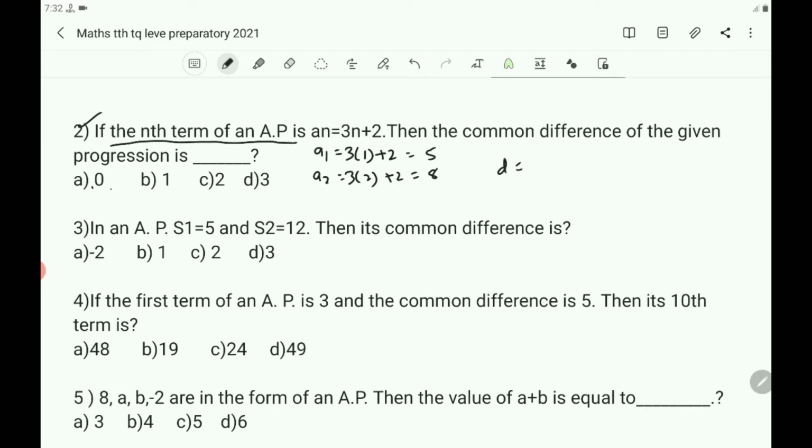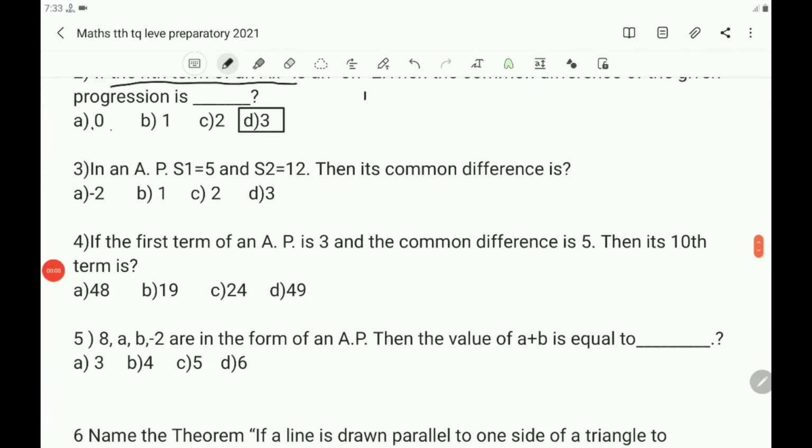Then d equals 8 minus 5, you will get 3. So what is the answer here? The answer is 3, that is option D is the answer. Now the third question. In an AP, S1 = 5, S2 = 12, then its common difference is. Here also two consecutive terms are needed.